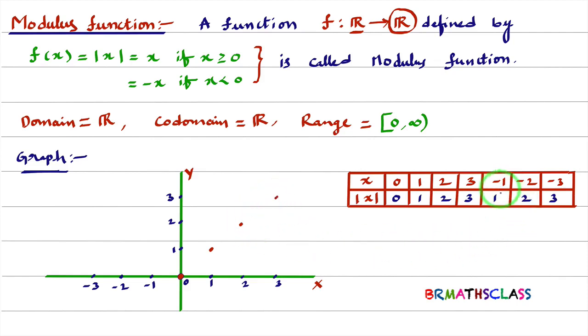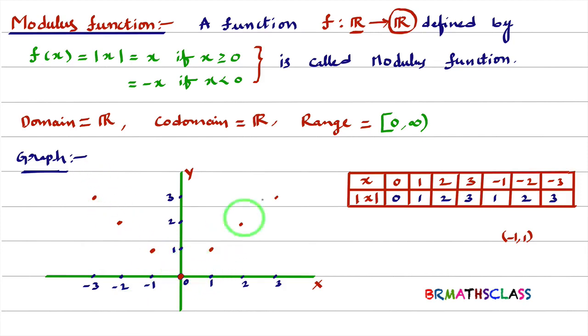Now, next point is minus 1, 1. X is negative, Y is positive. It lies in which quadrant? It lies in the second quadrant. So this is the point minus 1, 1. Minus 2, 2. You observe here, this is the point minus 2, 2. Next, minus 3, 3. Where is the point minus 3, 3? You look here. This is the point minus 3, 3.